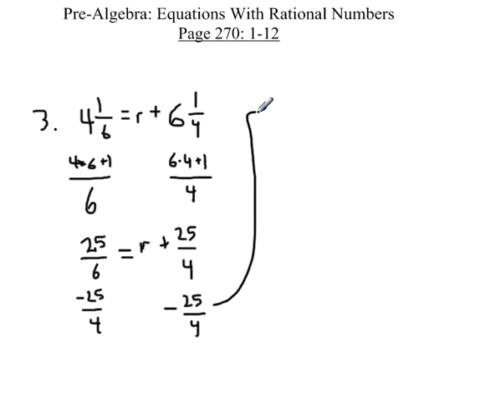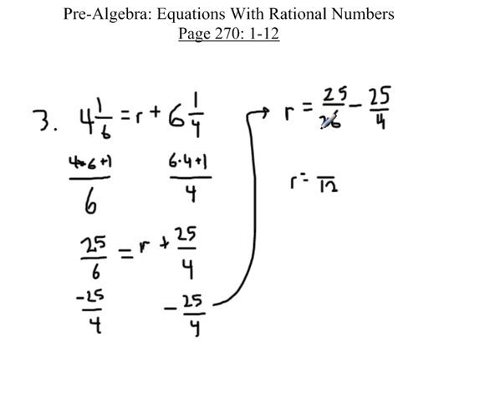So let's go up here, give us some more room. I'm going to keep r on one side, which is right now on the left. I'm going to move to the right. And you have 25 over 6 minus 25 over 4. Try to find the least common multiple of 6 and 4. One won't go into the other, so the next one to try is 6 times 2, which is 12, and 4 will go into 12. So you want to rewrite this with 12 as your denominator.